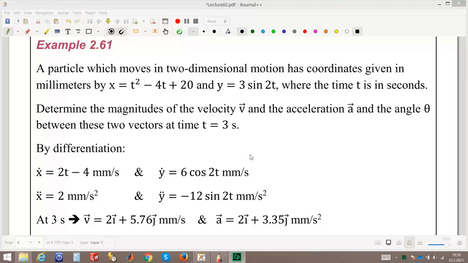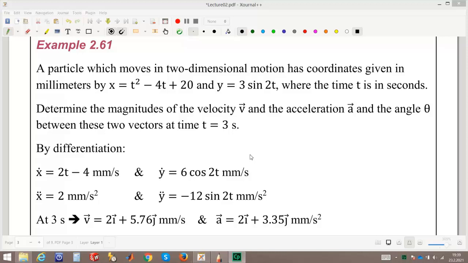In the second example for rectangular coordinates, we have two trajectories for x and y, and this is about the motion of a particle in two-dimensional motion, that means in plane motion. And the coordinates are given in millimeters, and they are calculated as a function of time for both of those x and y trajectories. And the t here is in seconds.